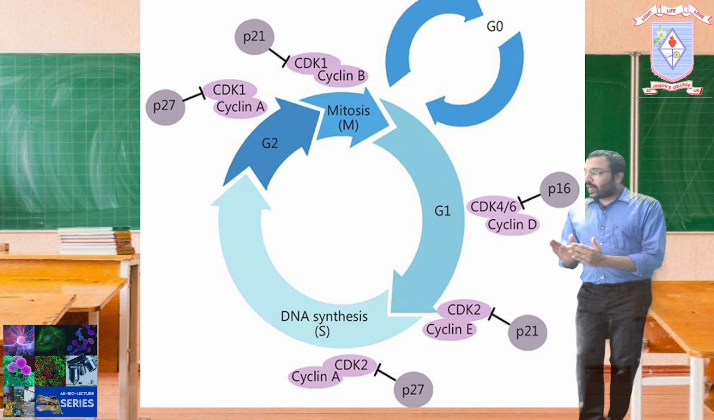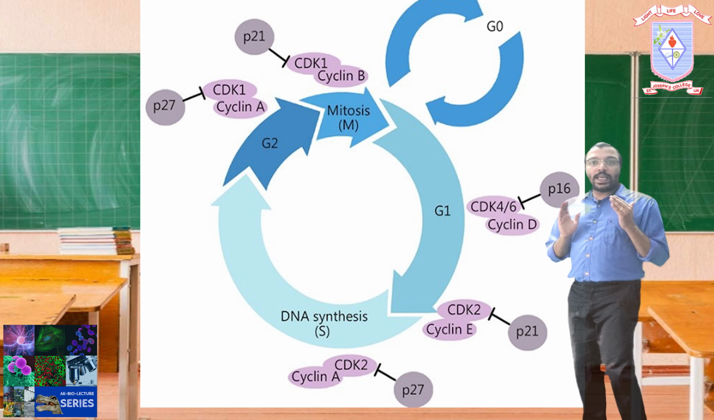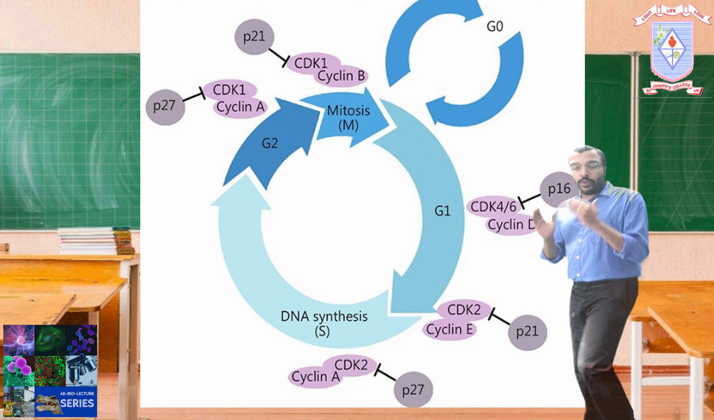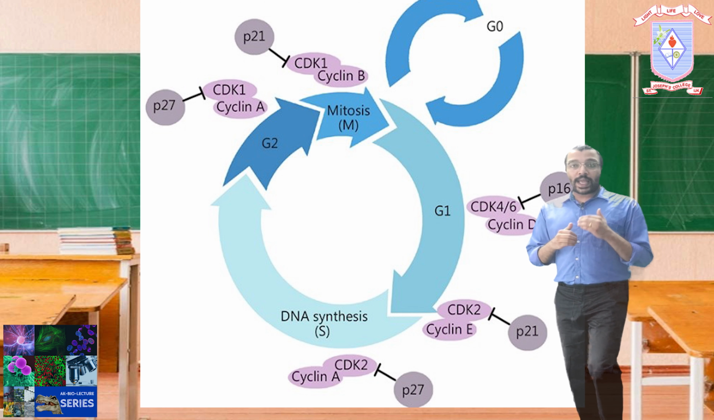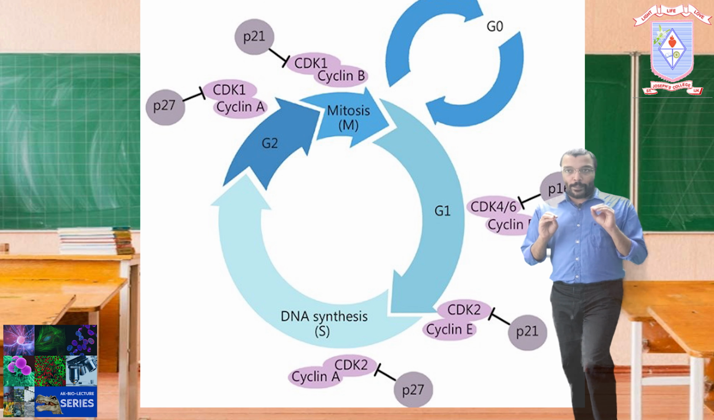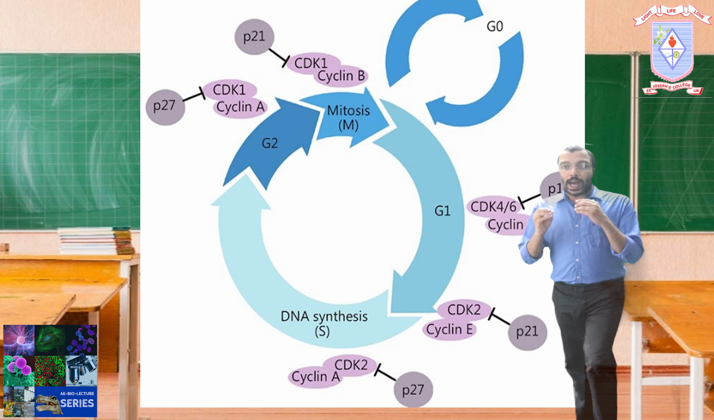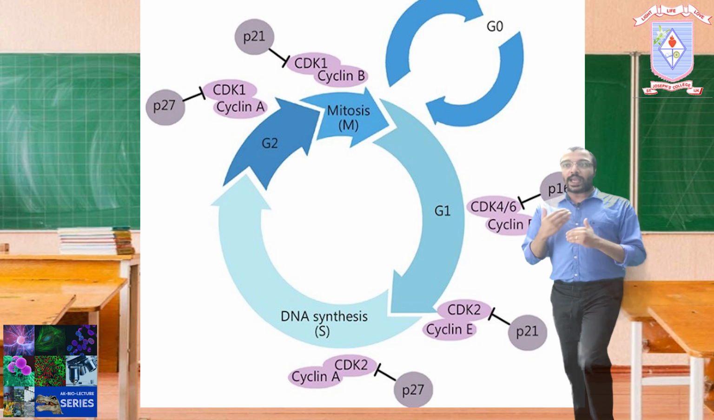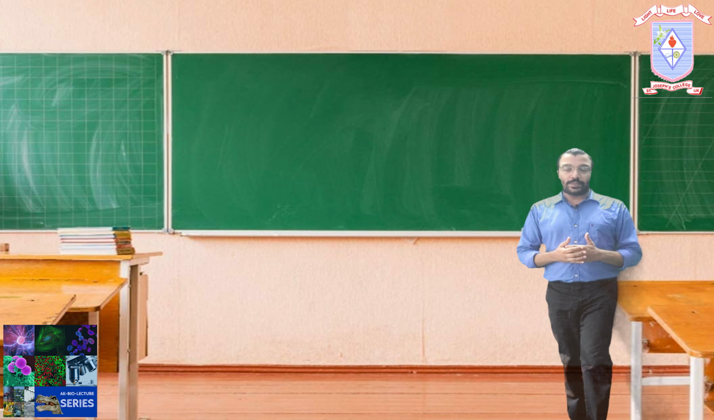The P21, P27 and P57 are the CIP-KIP family of proteins. They form heterotrimeric complexes with cyclin D, cyclin E and cyclin A dependent kinase complexes. The CIP-KIP family proteins bind with the CDK-cyclin dimer and form a heterotrimer complex. In this way, they inhibit the progression of the cell cycle.